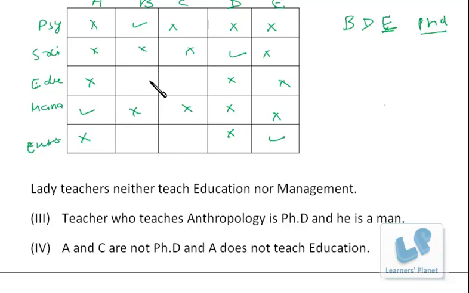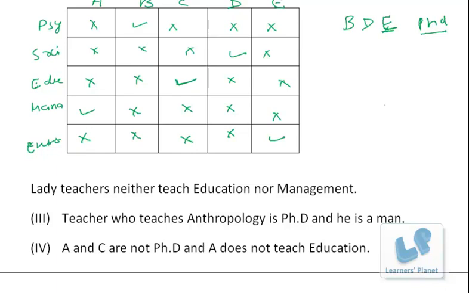So put a cross everywhere else. Now B is teaching psychology, so just put a cross. Now C is teaching the remaining subject, and here the two blocks are blank, but anthropology is taught by E, so C cannot teach it. That means C is teaching education. So this way we completed this table. Now it's easy for us to answer. B, D, E are the three persons who have PhD, and which person is teaching which subject, that also we got, right?